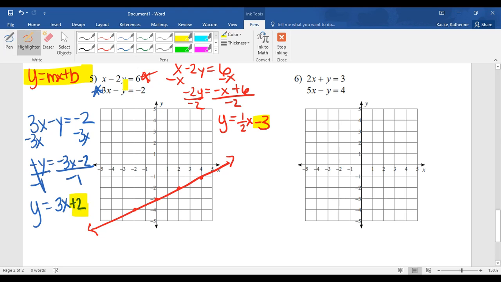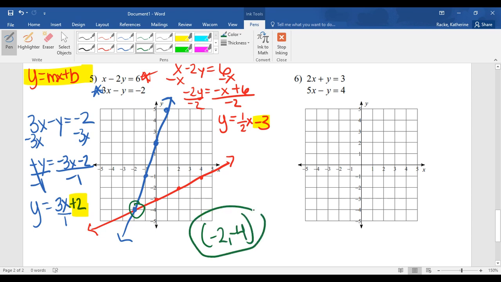Again, going to start by graphing my y-intercept, which is positive 2. And then I will use my slope, 3x, so that's 3 over 1, up 3 over 1, down 3 over 1, down 3 over 1. There's my point of intersection. Okay, so that point of intersection right here is negative 2, negative 4. That would be your answer for 5.